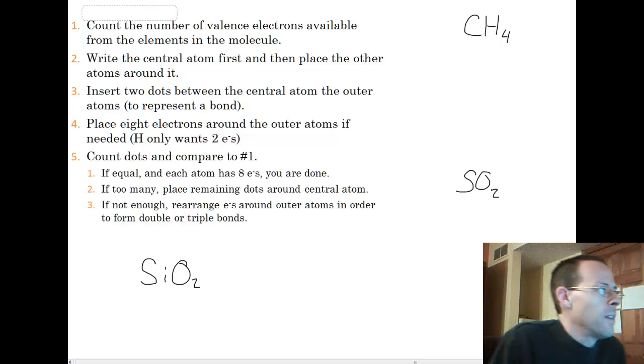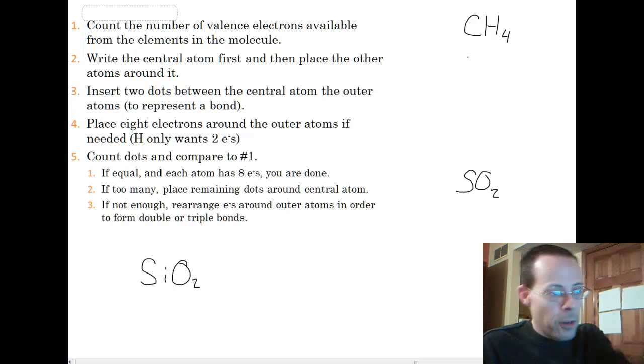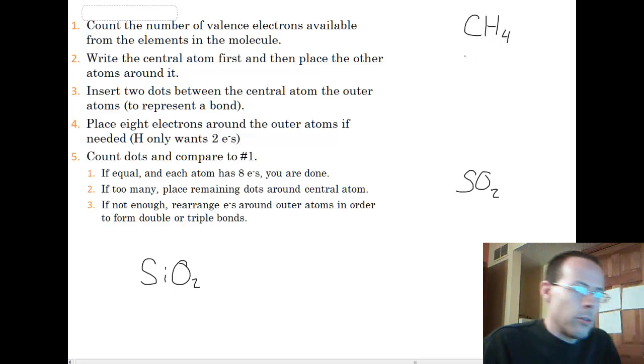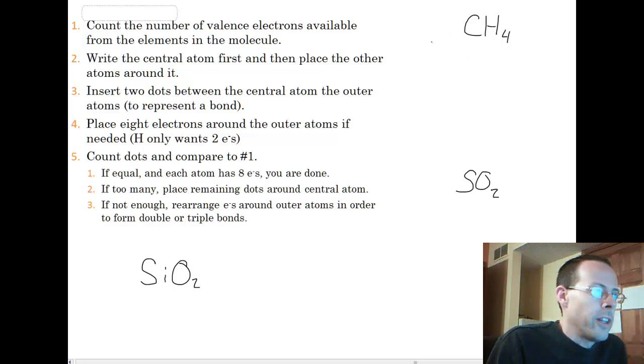So the first thing is simply we're going to count the number of valence electrons available from elements in the molecule. As we go across the periodic table, when we find carbon, it's in group 14, which means it has 4 valence electrons. So I'm going to put 4 up here. And then hydrogen, it's in group 1, so it has 1 valence electron, but there's 4 of them. So we really have plus 4 times 1. So we have a total of 8 dots.